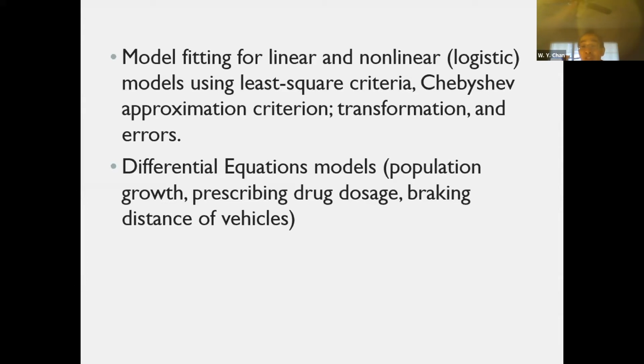topics, the Chebyshev approximation criterion. That one will be based on the linear programming idea. And then the second portion of this course is where we are covering the differential equations models.